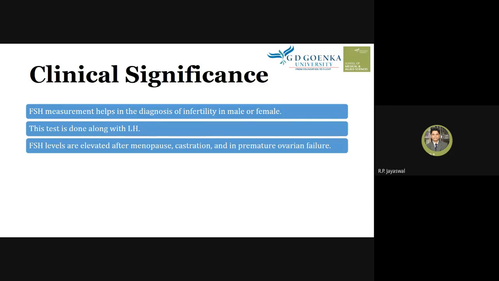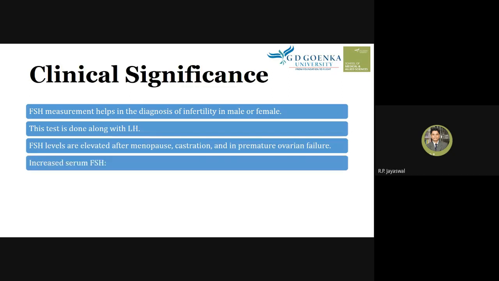Castration is a procedure where the testes of the male are removed. So after castration, FSH level may be increased. And in premature ovarian failure, when the ovaries fail prematurely, then FSH level is increased. Increased serum FSH levels can be seen when there is hypogonadism, meaning a failure of the gonads. In such conditions, FSH level increases.